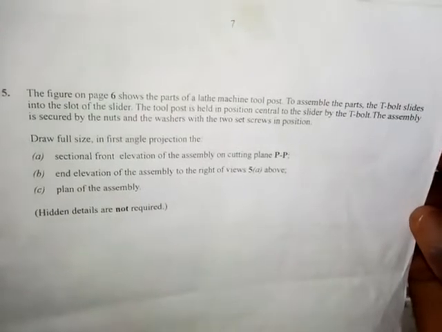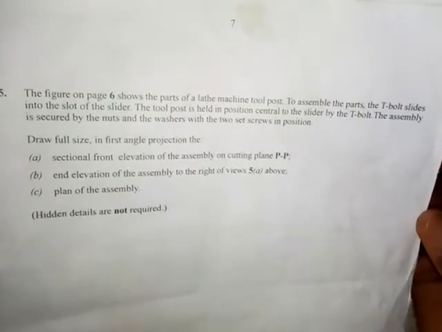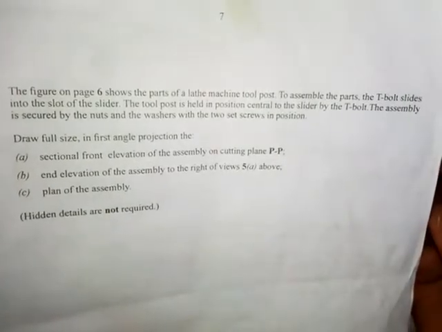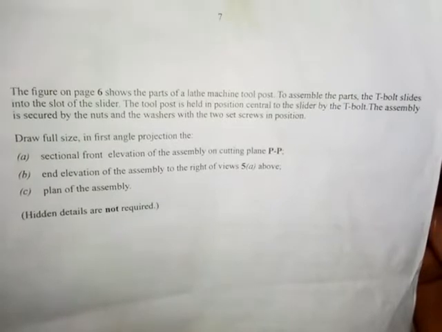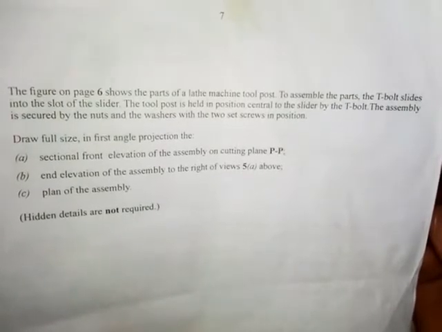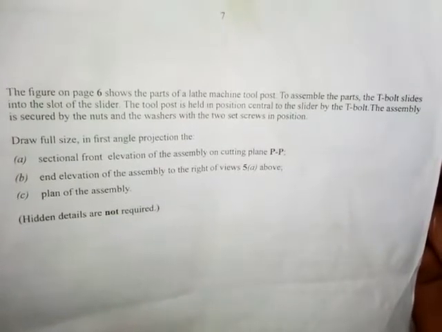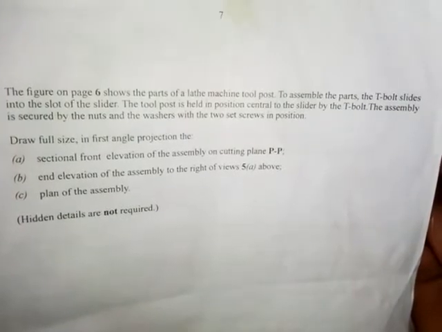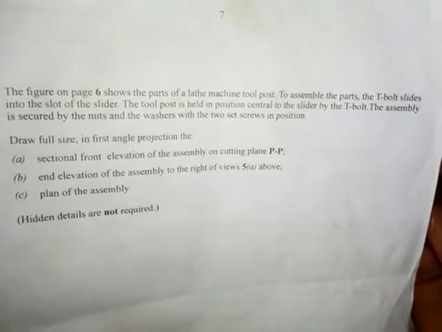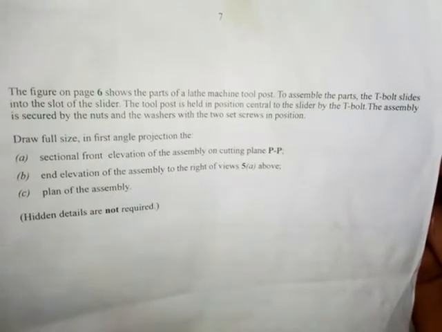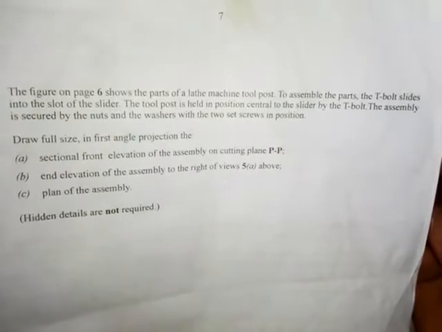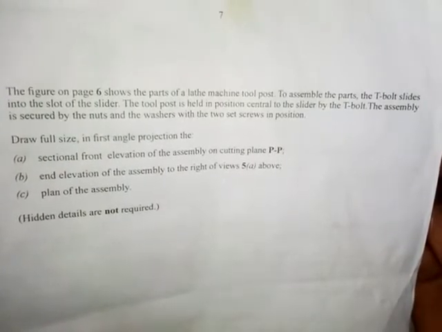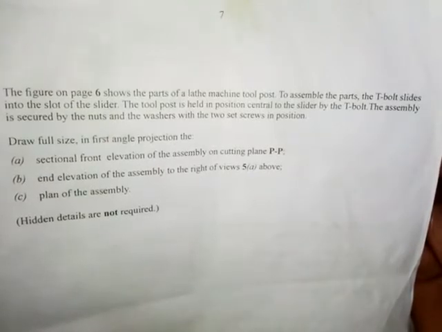The figure on page 6 shows the part of a lathe machine tool post. To assemble the parts, the T-bolt slides into the slot of the slider. The tool post is held in position central to the slider by the T-bolt. The assembly is secured by the nuts and the washers with the two set screws in position.